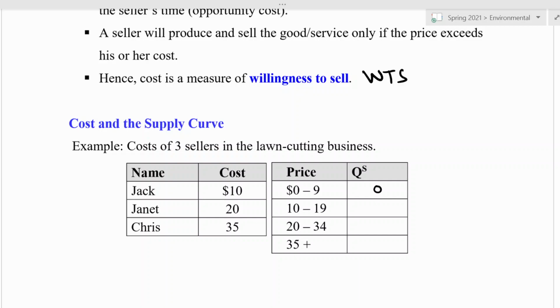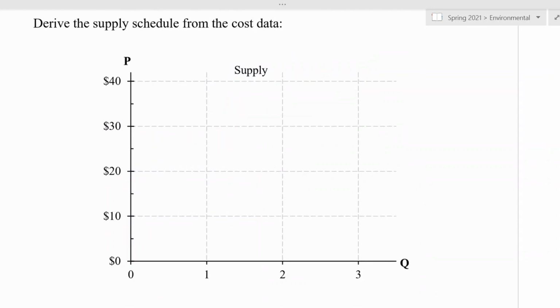When the price is 10, Jack is going to enter the market, and he's going to be the only one up till 19. At 20, Jack is still going to be willing to sell his service, but Janet is as well. And at 30, Chris is going to jump into the market too. So again, we have a price and quantity supplied. With that, we can create a supply curve. Normally, supply curves are upward sloping, nice and smooth. But again, because we only have 3 people, we're going to have a step function.